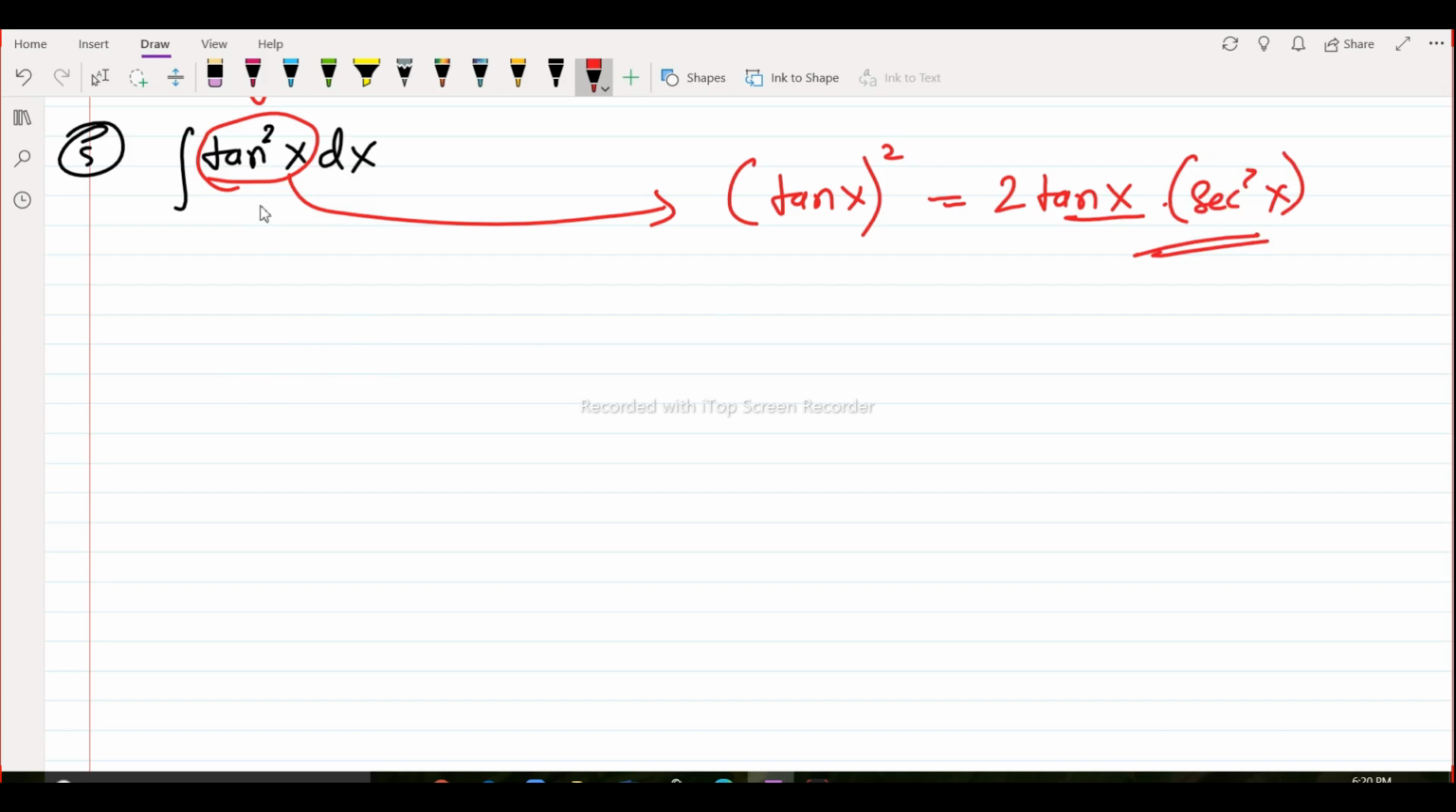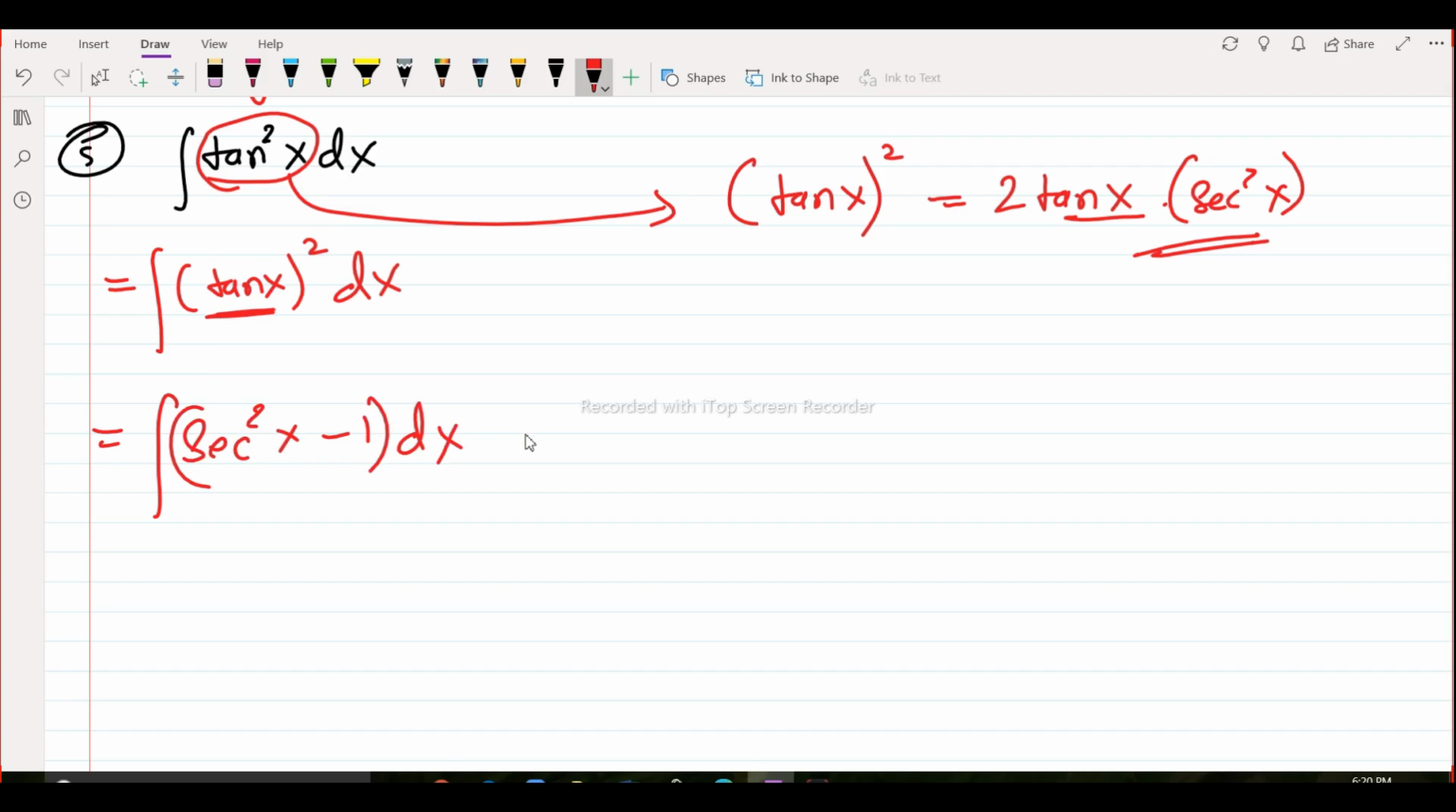But again, this is not as simple as derivative. In integration, since this is tan x the whole square, we can't use the formula of x raised to n. Why? Because inside there is not x, there is tan. So again what you'll do, you'll try to manipulate. Now tan square x I can write, using the identity, as integral of sec square x minus 1 dx. Now sec square, we know the integration of sec square is tan x, and integration of 1 is x plus c. So this is the answer.